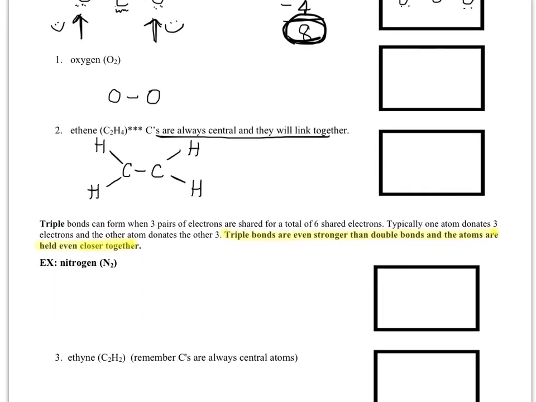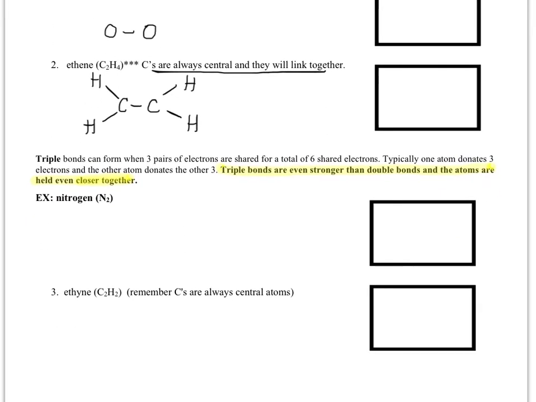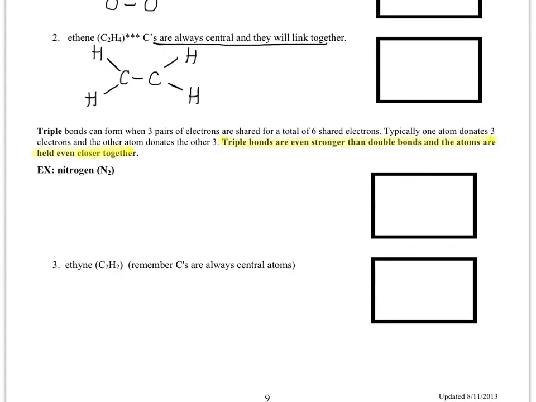All right, but you do that when you get to class. Let's talk about triple bonds and do an example together. Okay, with a triple bond, again, the triple bonds are even stronger than double bonds, and the atoms are held even closer together. So this is like a worst case scenario. Assume single bonds are going to do the trick. If they don't, resort to double bonds, and if that still doesn't do it, then if you absolutely have to, triple bonds.